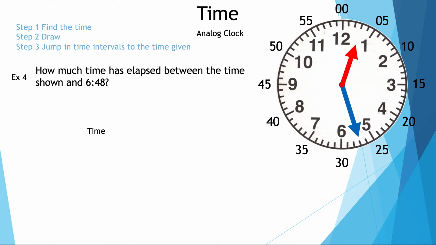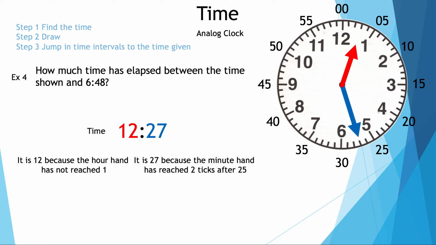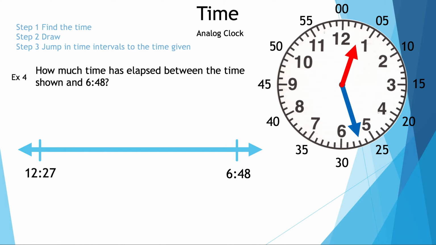So let's go ahead and do example 4, the last one of this particular way of doing it, and then two ways of showing you what happens if you go past. So step 4, find the time. It's 12 o'clock because the hour hand has not reached 1. It is 27 because it's 2 ticks after 25. Now we're going to do the same process.